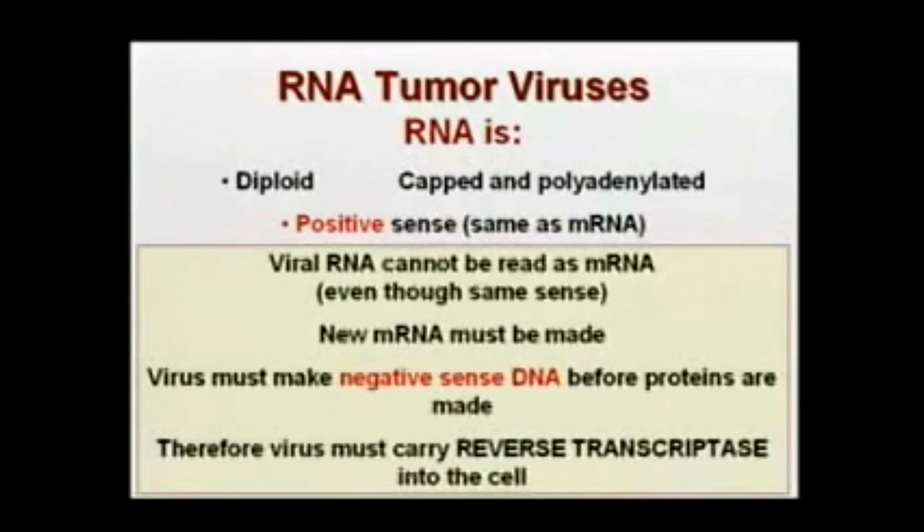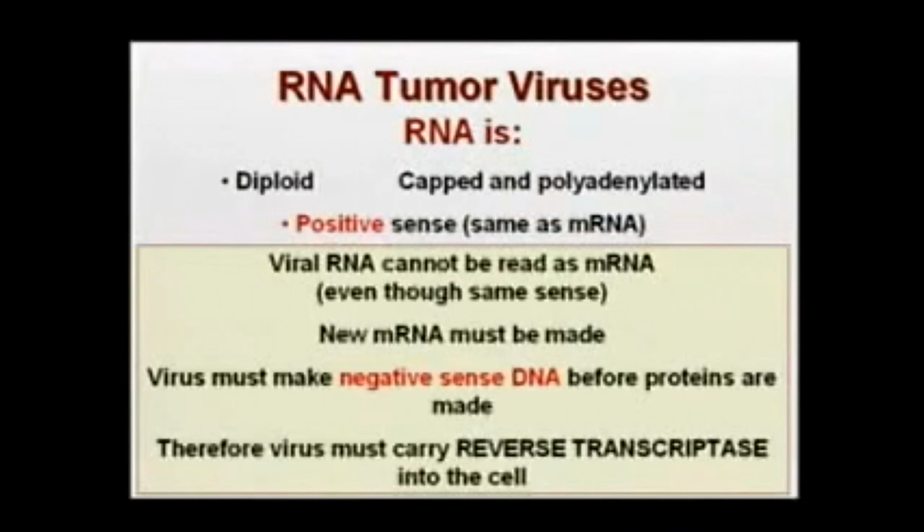Now, the virus genome is positive sense. But unfortunately, it's covered in protein in the virus, in the nucleocapsid. And as a result, even though it is message sense, it can't be read as messenger RNA once it goes into the cell. So that means that new messenger RNA has to be made when the virus infects the cell. However, to make new messenger RNA, you've got to go through the DNA form. You copy the RNA using reverse transcriptase into DNA, and then you use polymerase II to make more messenger RNA.